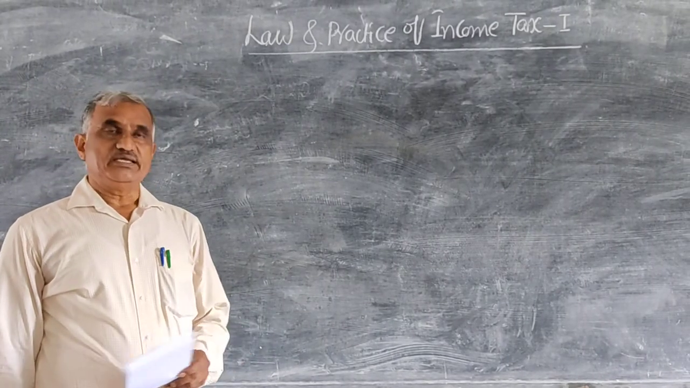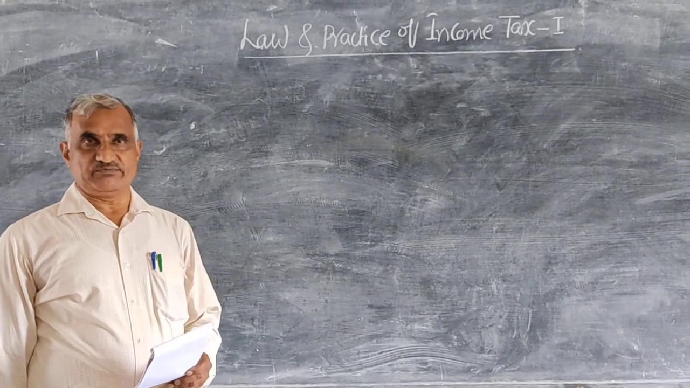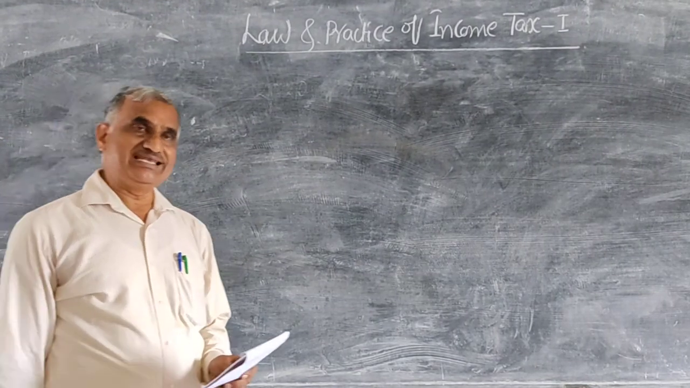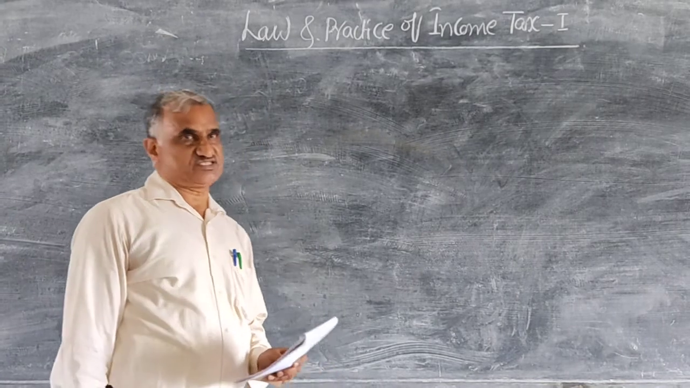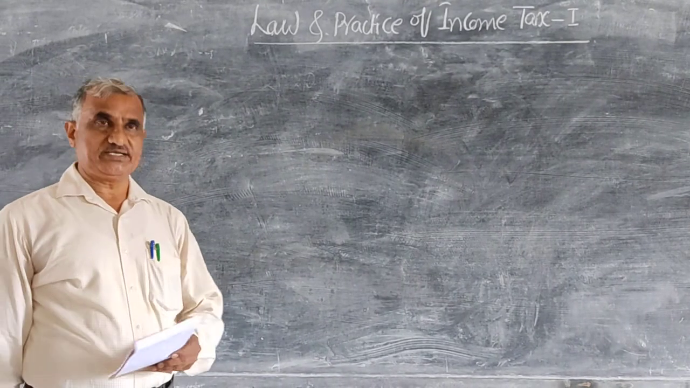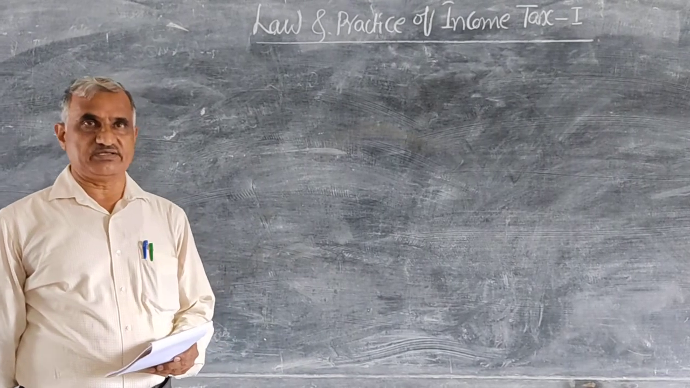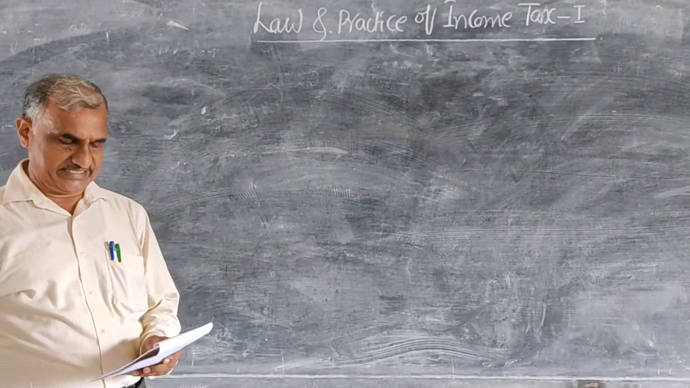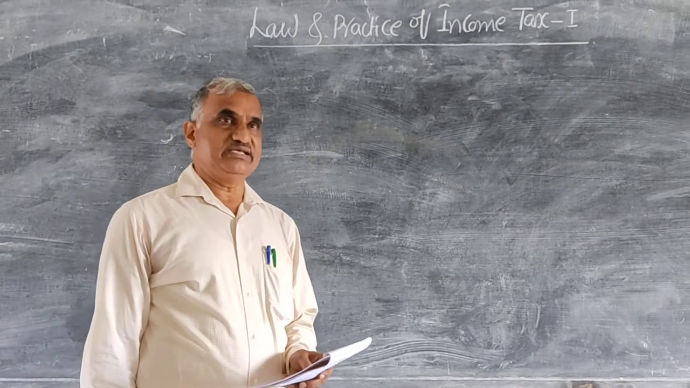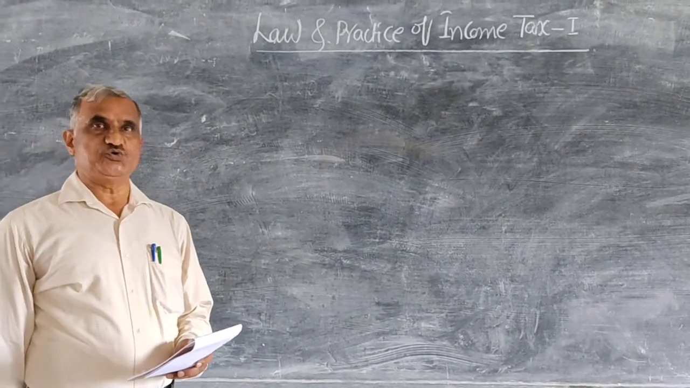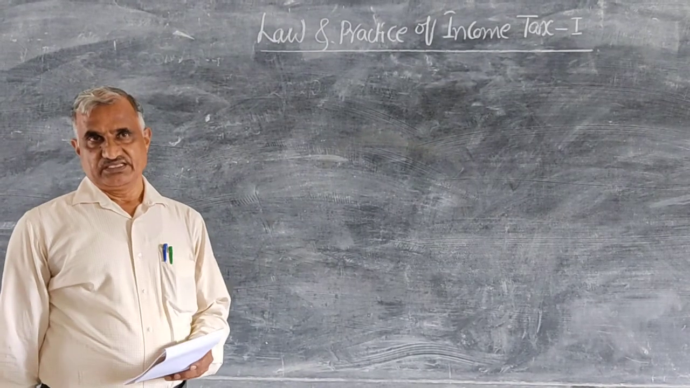One is Income Tax Act 1961 as amended up to date. Second one is Income Tax Rules 1962 as amended up to date. Third one is notifications and circulars issued by the CBDT. Fourth one is the Finance Act. And the last one is judicial decisions.